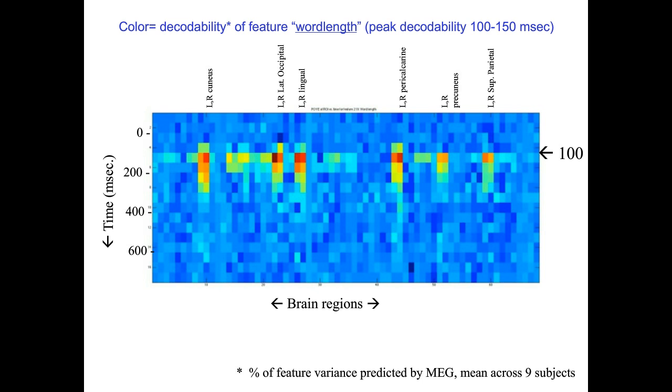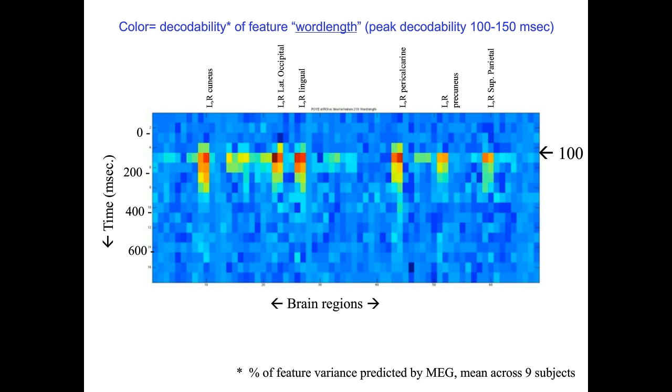And each row here corresponds to a different 50 millisecond time window, with 0 being the time at which the stimulus is presented on the screen. And the color at the IJ component here indicates how accurately, in a cross-validated sense, the trained classifier could actually decode the number of characters in the word length, from that particular brain region and that particular 50 milliseconds. Blue means chance level, but red means high accuracy.